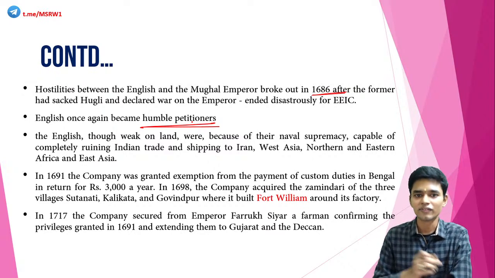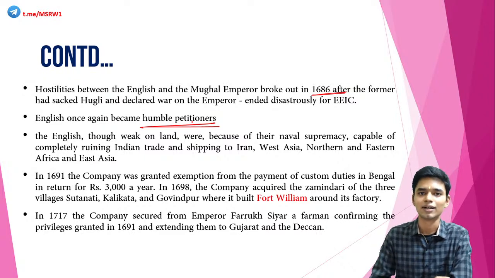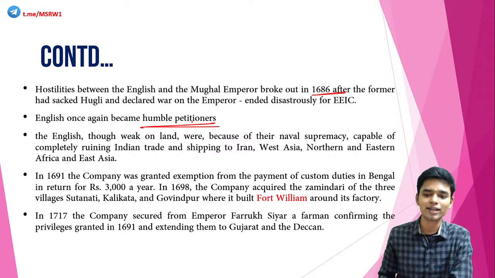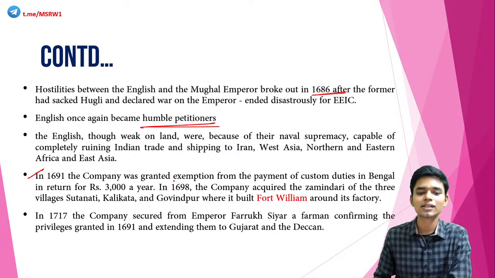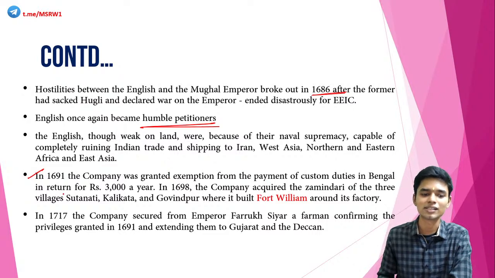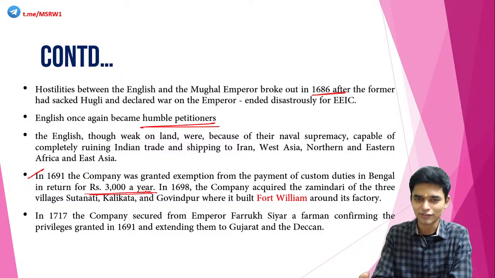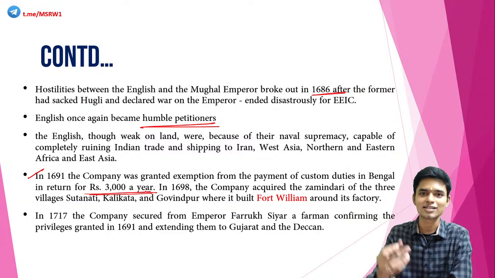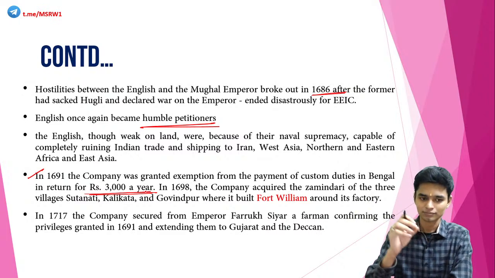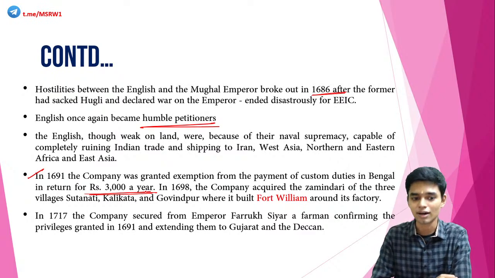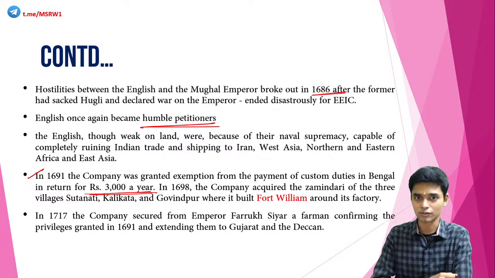The English, though they were weak on land, had a navy very much superior to any of their contemporaries in the world at that time. In 1691, the company was granted exemption from payment of customs duties in Bengal in return for 3,000 rupees a year. So through diplomacy and petitions, they managed to gain exemption from paying customs duties in Bengal by paying around 3,000 rupees a year.